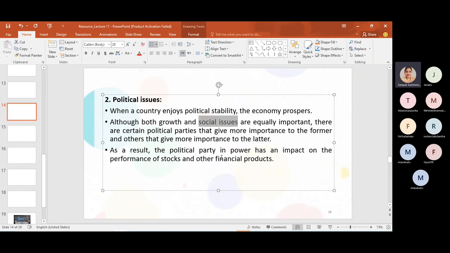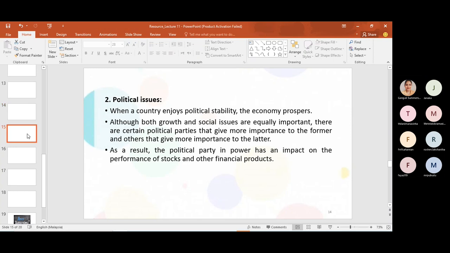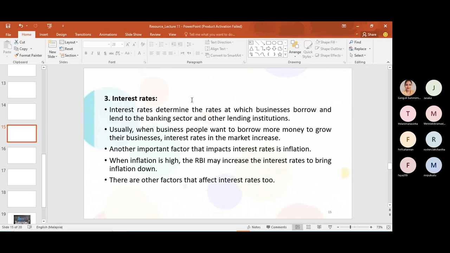So the main point here is when the country is politically stable, it is good for the companies, because when the country is politically stable, the economy prospers, the economy gets good, so it is good for the businesses. And so political stability is another external factor.